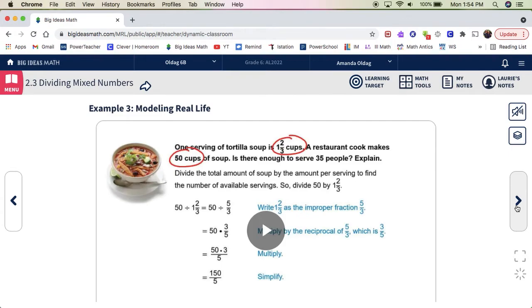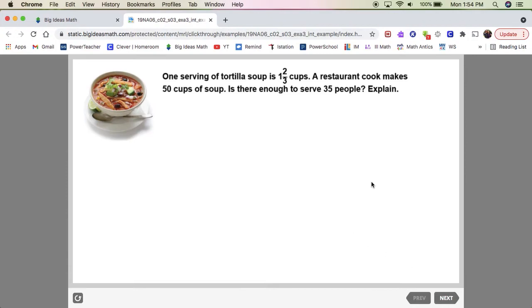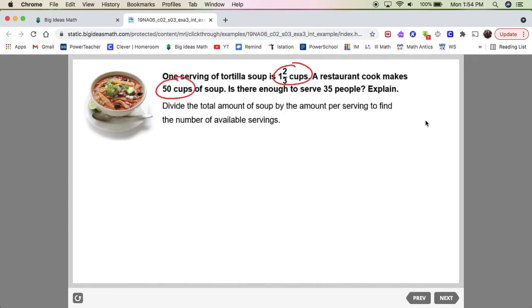All right, let's look at the example, modeling real life. All right, 1 serving of tortilla soup is 1 2/3 cup. A restaurant cook makes 50 cups of soup. Is there enough to serve 35 people? So we've got 50 cups of soup that have to be divided amongst a bunch of people, at least 35 people, and everybody gets 1 2/3 cups. Let's see if they wrote it that way. Yeah. So we're going to divide the 50 cups of soup by 1 2/3 cups, and that will tell us how many servings we have.